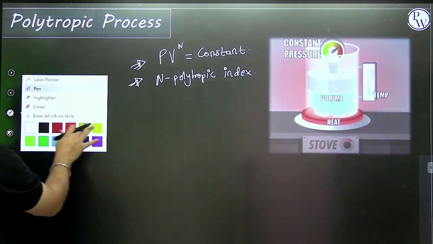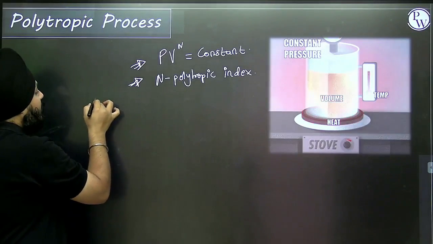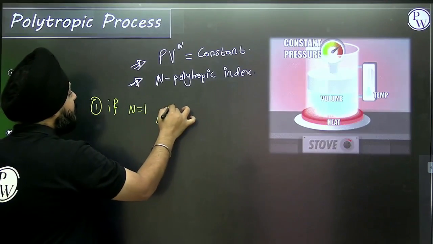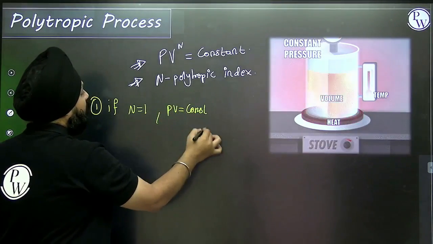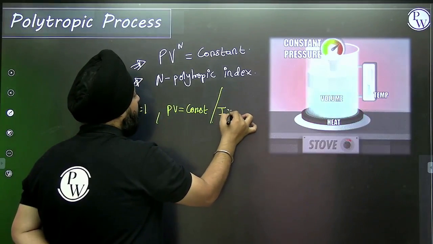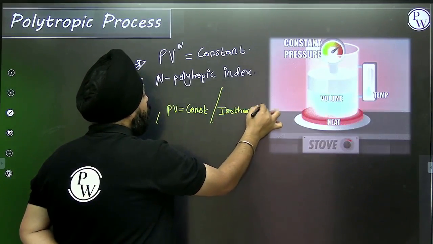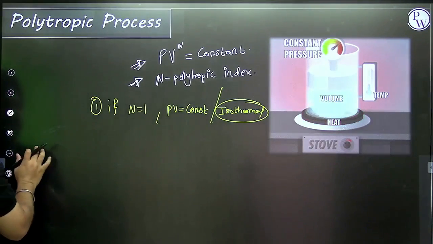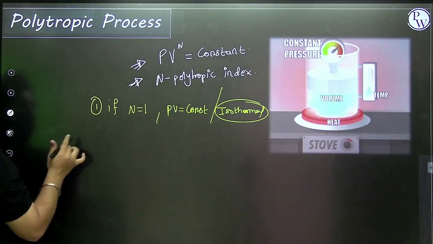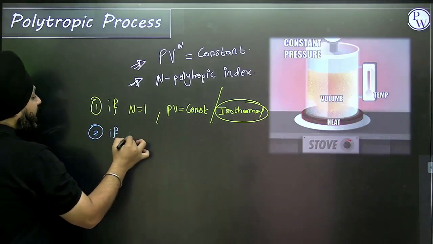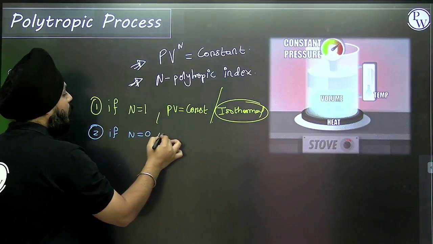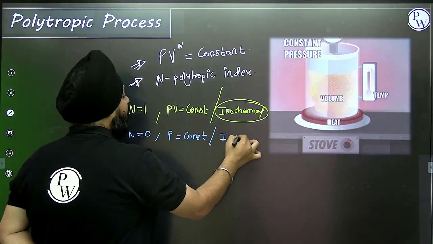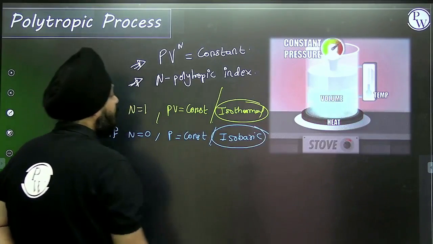How? See, first, suppose if n is equal to 1, then we can say P V is equal to constant. Then this process is known as isothermal process. Second case, if n is equal to 0, pressure remains constant, then this process is isobaric process.